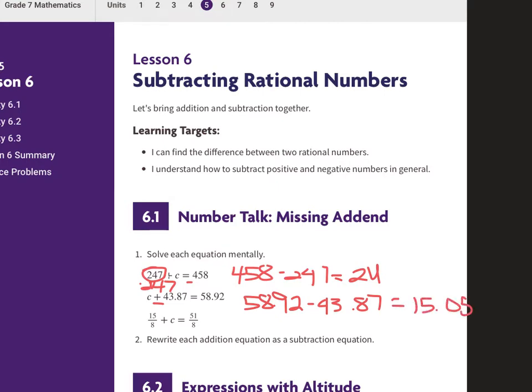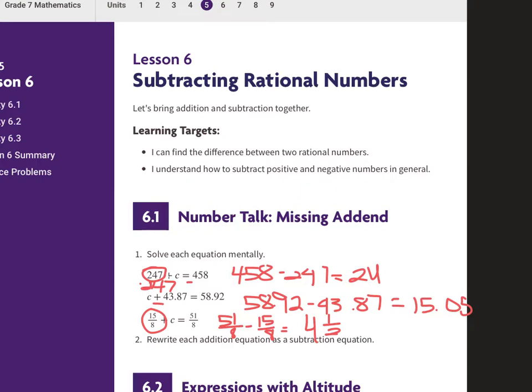And then same thing here. Positive number we need to get rid of, so we're going to go 51 over 8 minus 15 over 8. Using the fraction button, 51 over 8 minus 15 over 8 is 4.5. So use your calculator. Rewrite each addition equation as a subtraction equation. We just did that on the side.